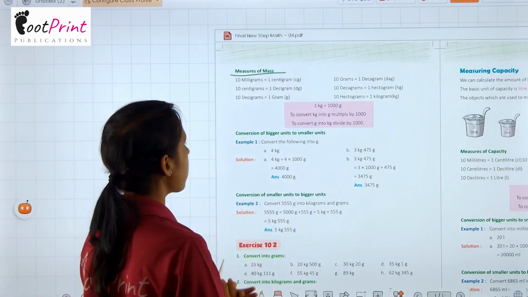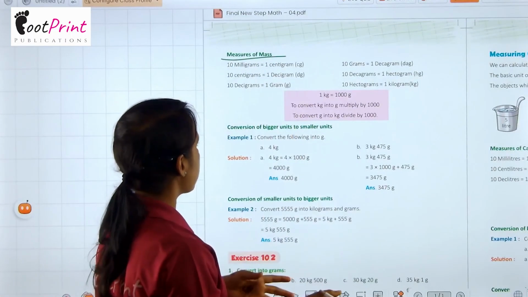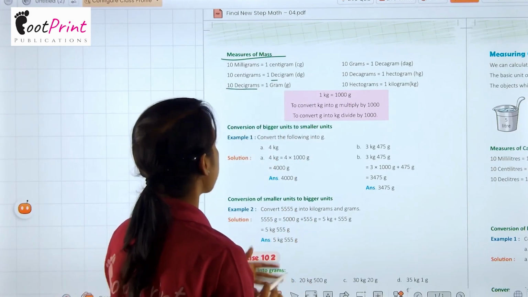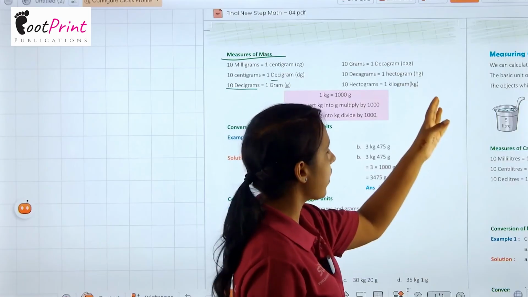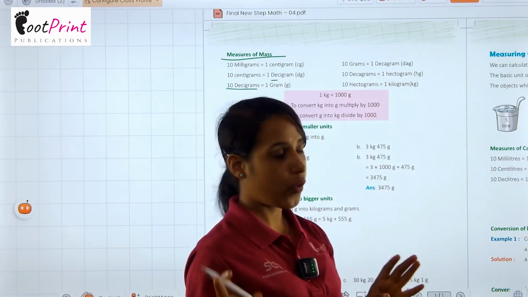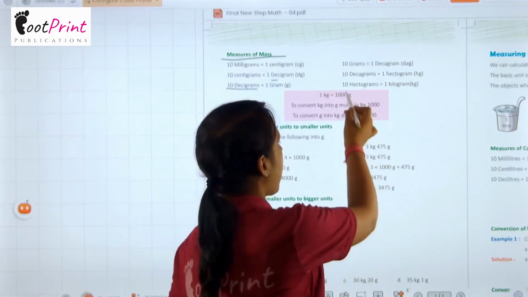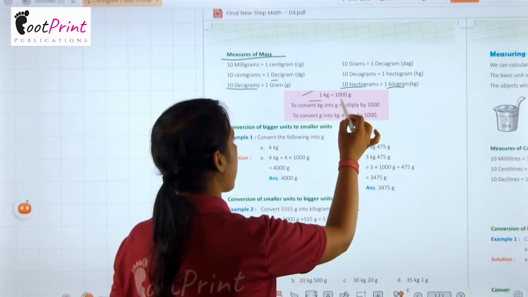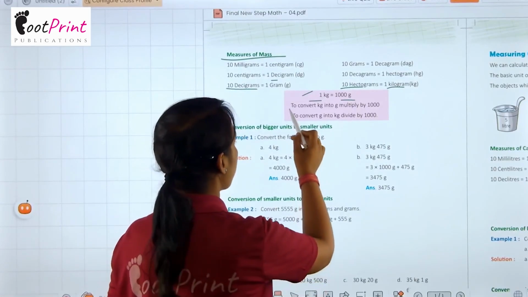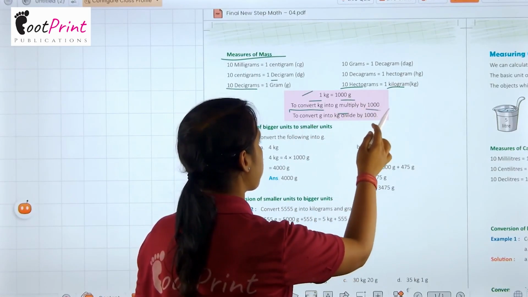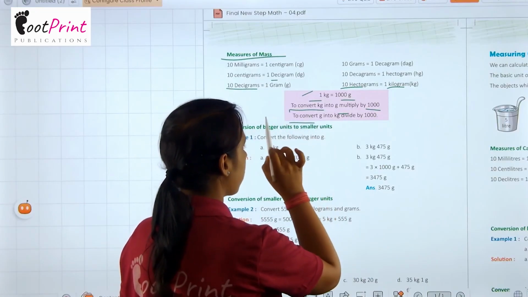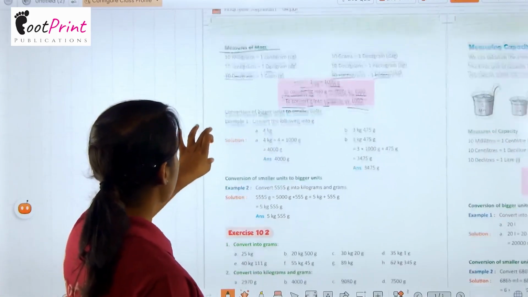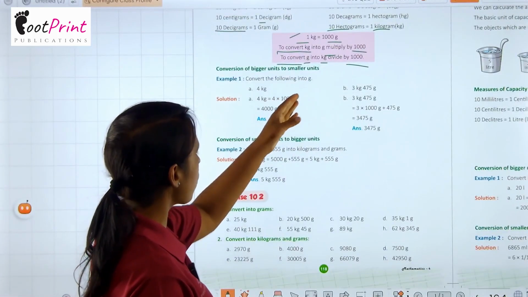So measures of mass. 10 milligram equals to 1 centigram, 10 centigram equals to 1 decigram, and 10 decigram equals to 1 gram. 10 gram equals to 1 decagram, 10 decagrams equals to 1 hectogram, and 10 hectogram equals to 1 kilogram. Okay, so here 1 kilogram equals to 1000 gram. So to convert kilogram into gram, we will multiply it by 1000, or to convert gram into kilogram, we will divide it by 1000. Okay, so here we learn conversion of bigger unit to smaller units.